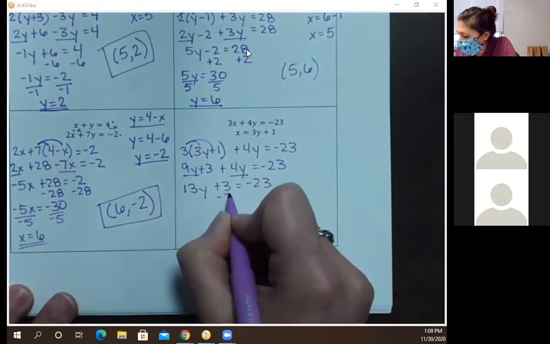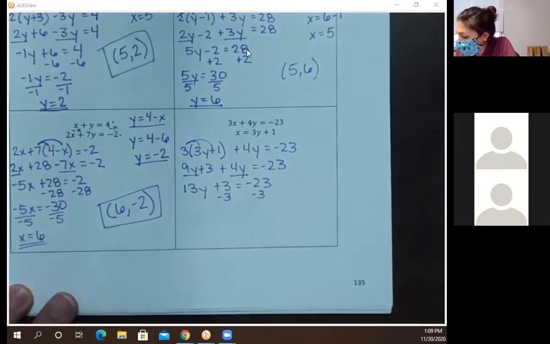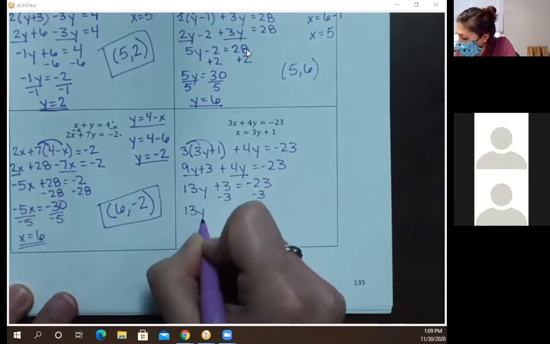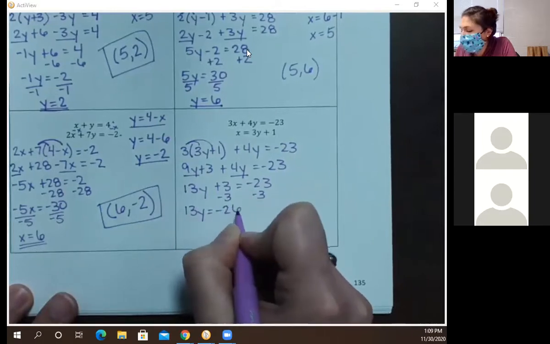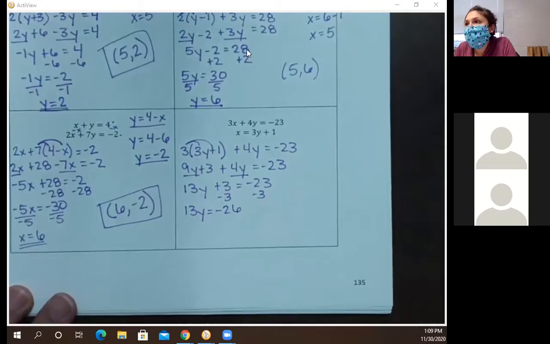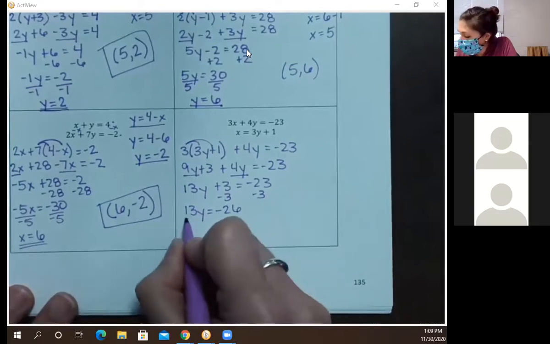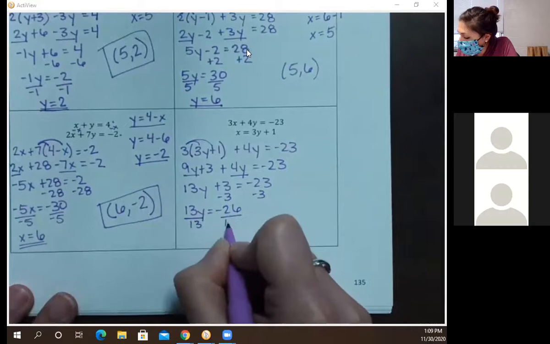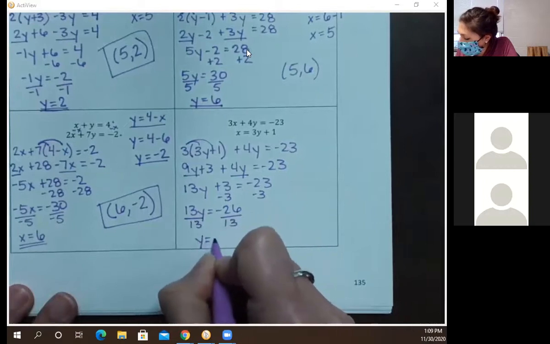Move the 3 to the other side by subtracting. And we get 13y equals negative 26. Last step to get y by itself here, we want to divide both sides by 13. And we get y to be negative 2.